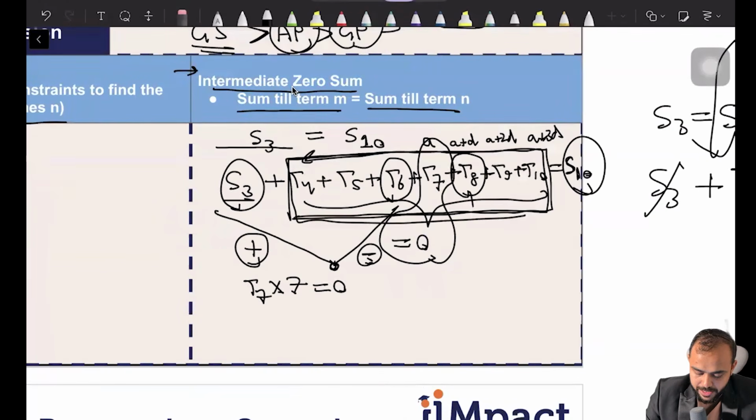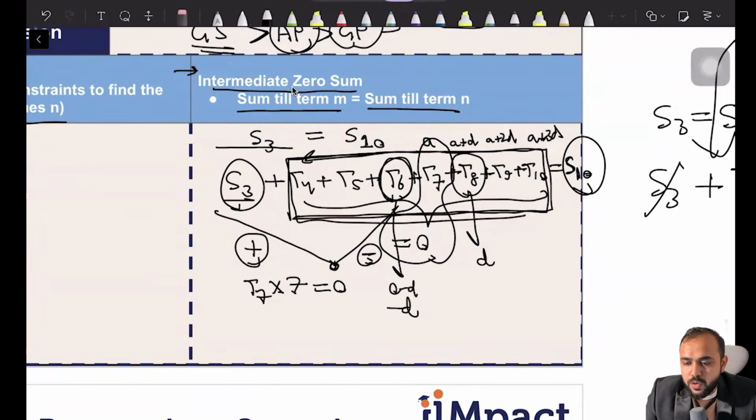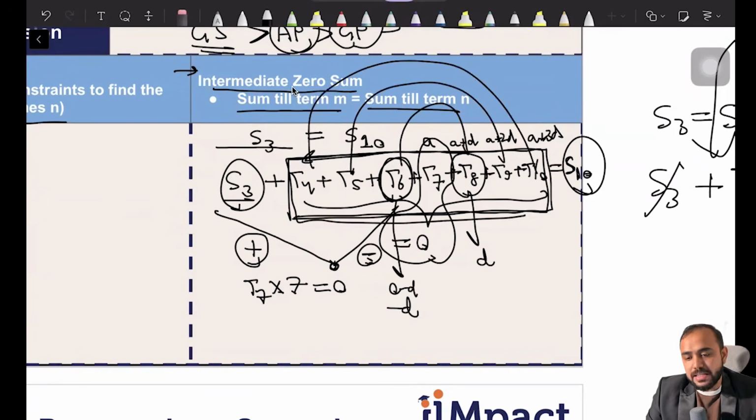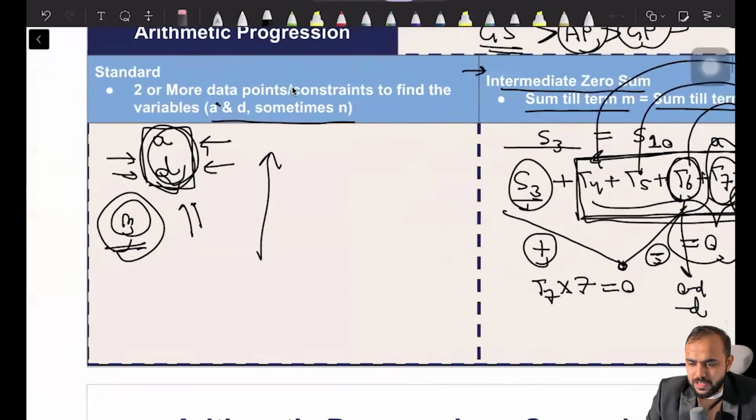Why? Because T8 is what? 0 plus D, that is D. T6 is what? 0 minus D, that is minus D. So same value but opposite sign. So their sums would be 0, which is again something you can understand from the fact that we previously mentioned that sum of terms equidistant from the center or from the ends would be same, and same as the central term. So this is a fun situation.